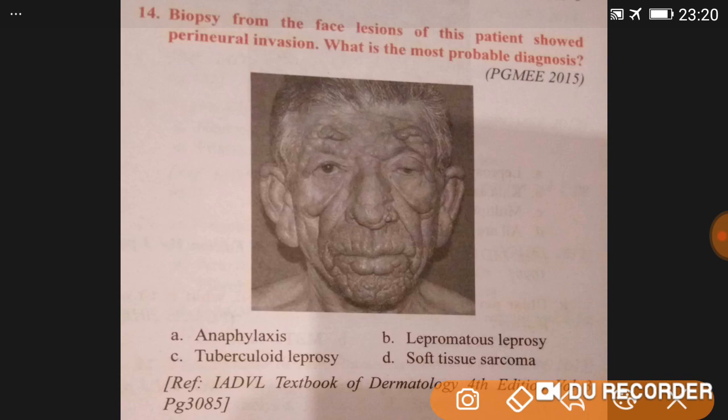Biopsy from the face lesion of this patient showed perineural invasion. What is the most probable diagnosis? Lepromatous leprosy. It's lepromatous leprosy. A child presents with indurated boggy swelling with crust and hair loss over scalp as shown in the image. The most likely diagnosis here is, so guys this is Trichophyton.